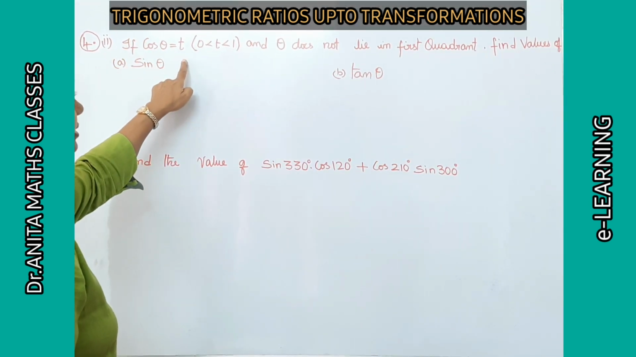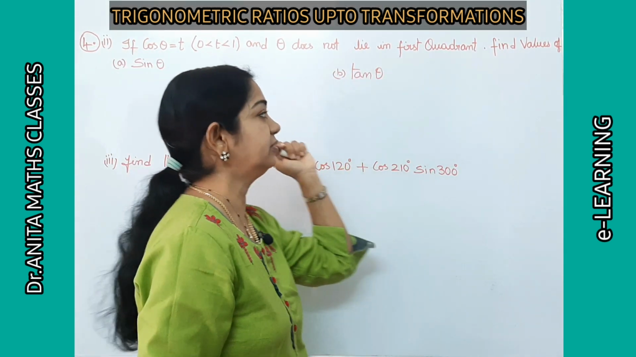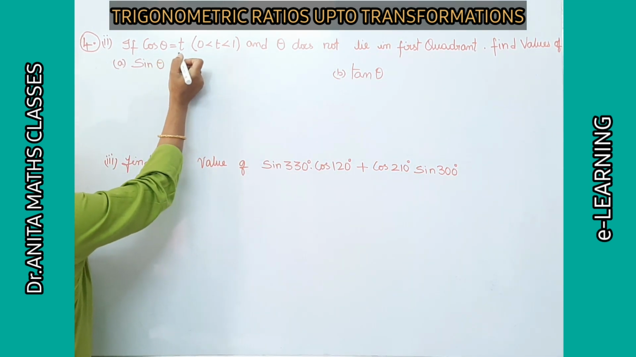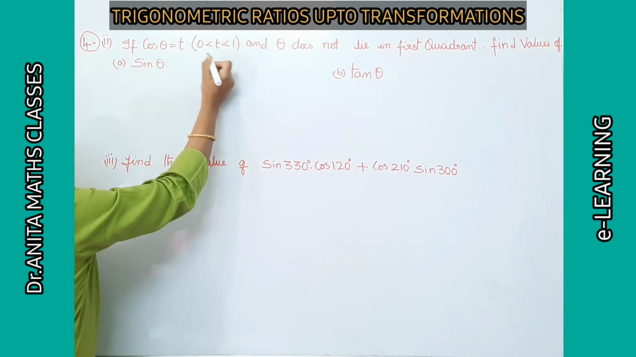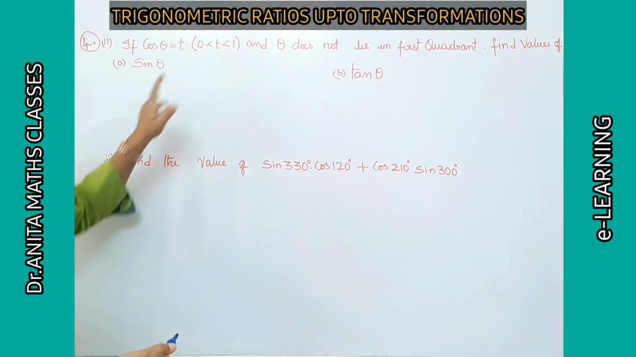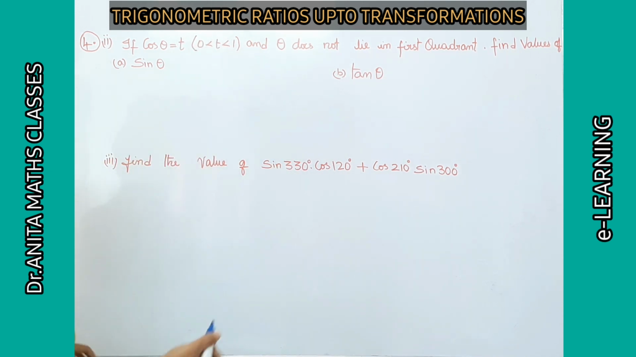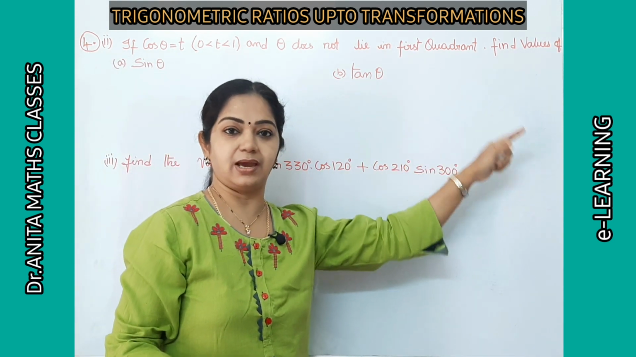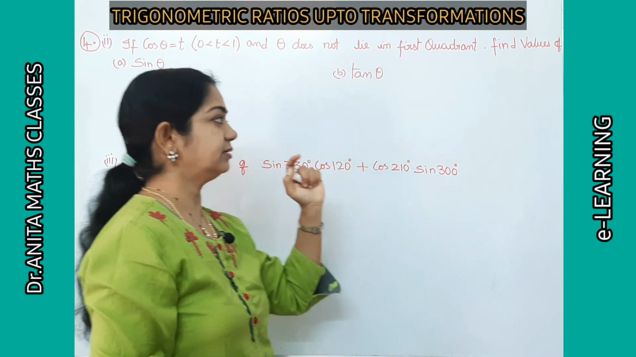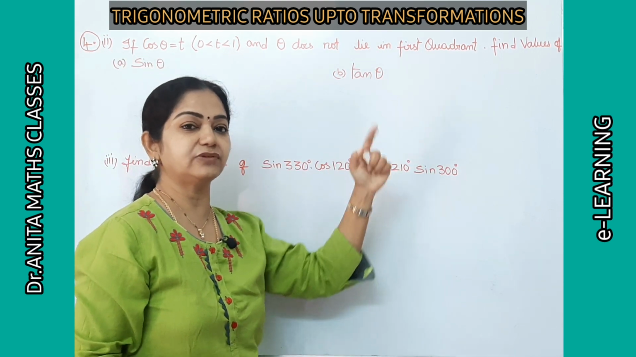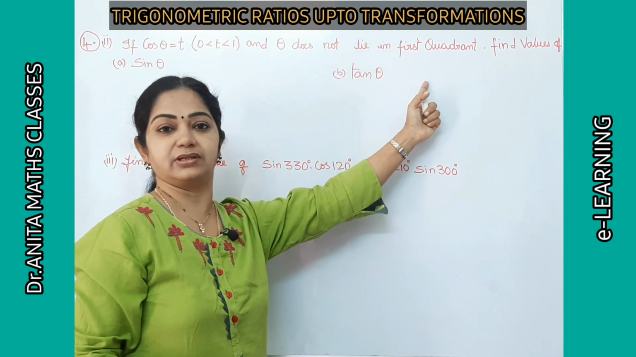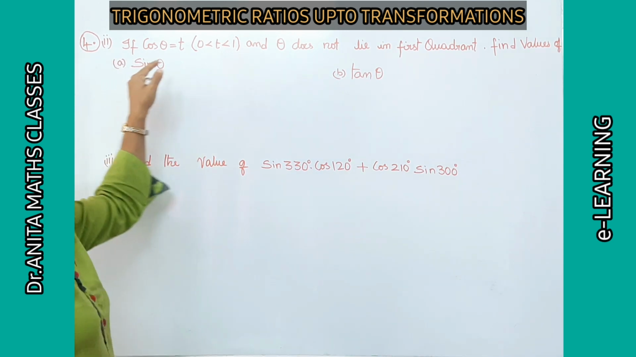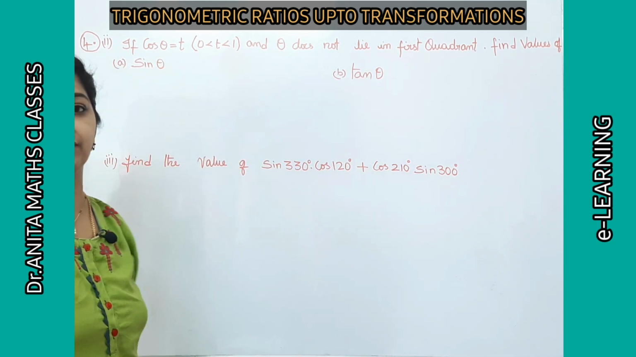If cos theta is t and theta does not lie in the first quadrant, find the values of sine and tan theta. So it is a similar problem. Here cos theta is t and the given condition is that t lies between 0 and 1, so t is greater than 0, that means positive values. Where is cos positive? In the first and the fourth quadrants. In the second and third, cos is negative. But theta does not lie in the first quadrant, that means our theta lies in the fourth quadrant. If it is in the fourth quadrant, the sine value we have to find. Sine value is negative in the fourth quadrant.